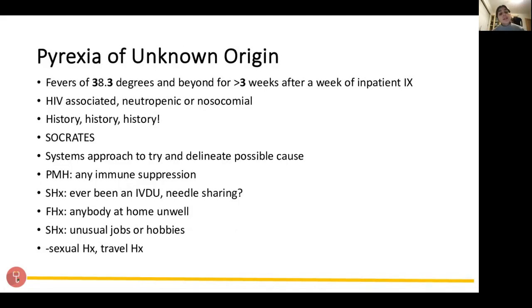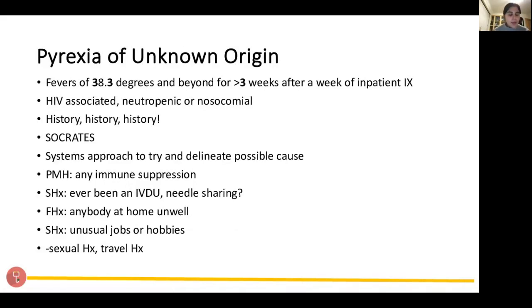Have you ever shared needles? Any other sort of risky behavior? Sometimes it's also good to just find out if there's anybody else at home that's unwell as part of your family history. So is this something that they could have, is this an infectious disease that everybody could have? And then we say there about unusual jobs or hobbies.